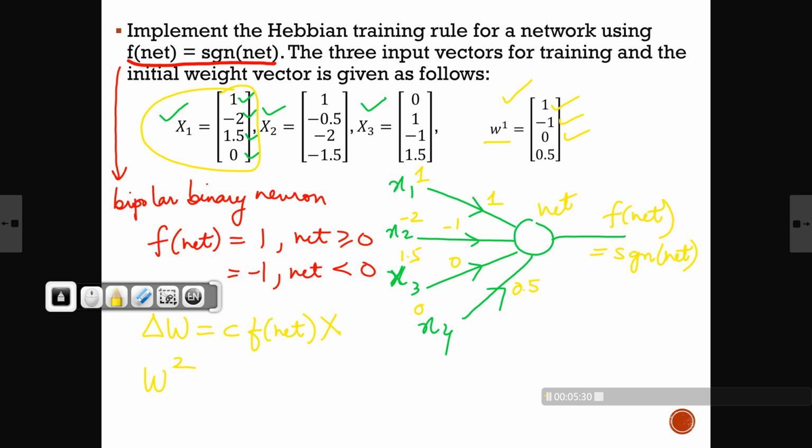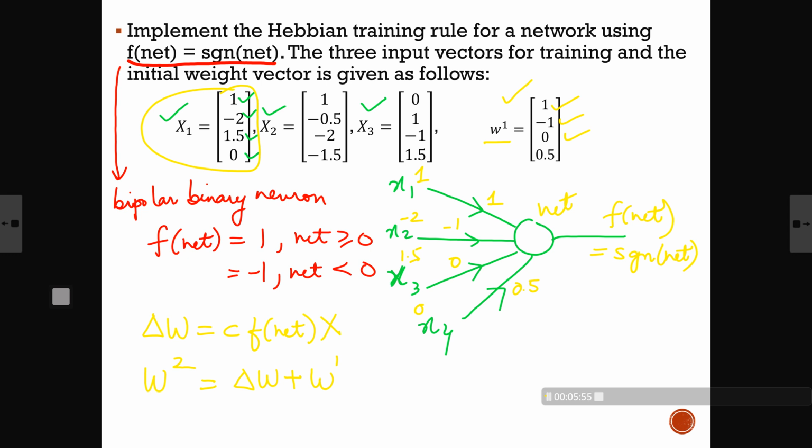This weight we have to calculate. Now what is this? The delta W plus W1. That is the initial weight vector plus the weight update. This is the way we have to solve this particular problem. So how would we be doing this? I have briefed you about what the first step is.